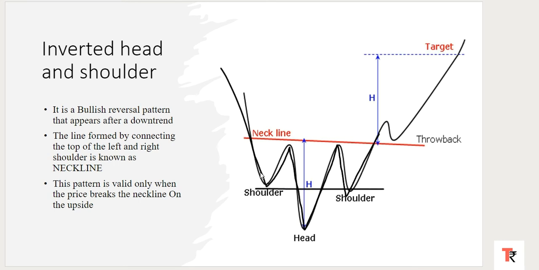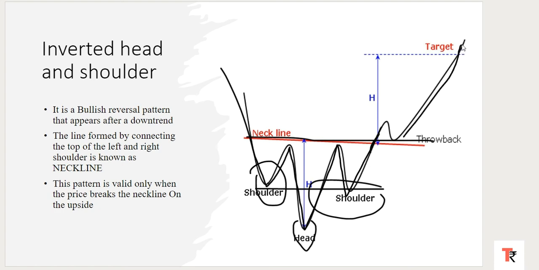One is the left shoulder, the second peak is the head, and the third peak is the right shoulder. Here you will draw a neckline, and once the price breaks the neckline, you can see the price moving up after it. So this is a reversal pattern. Once you find this pattern at the bottom, you can take a long position after the price breaks this level.